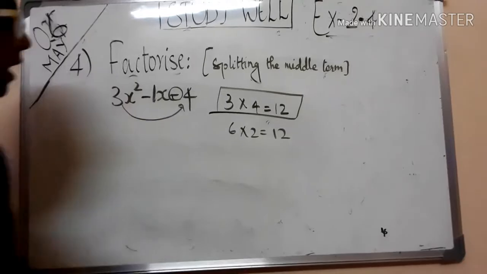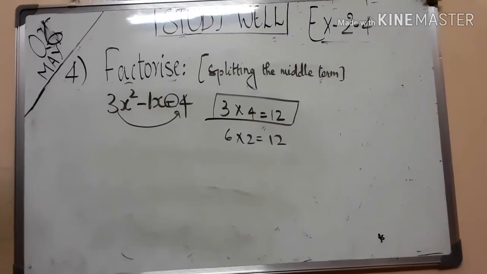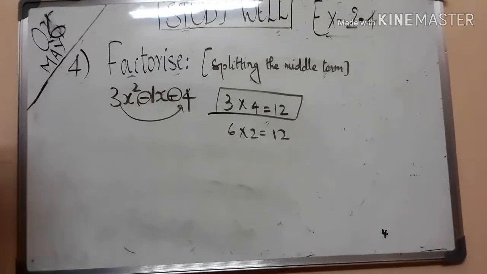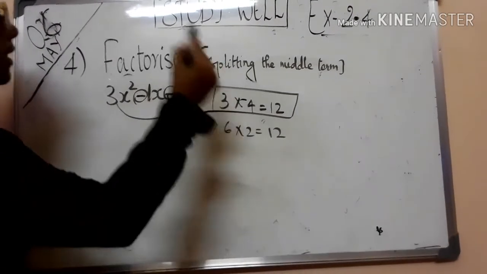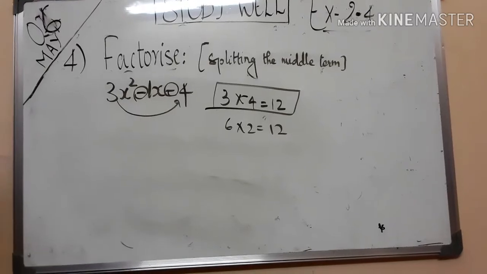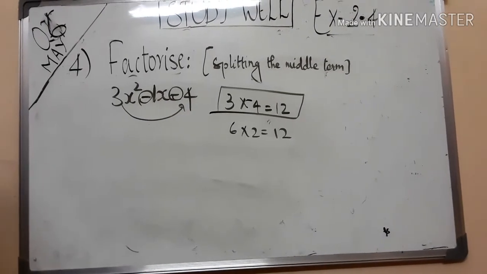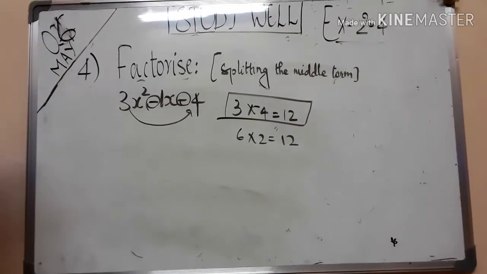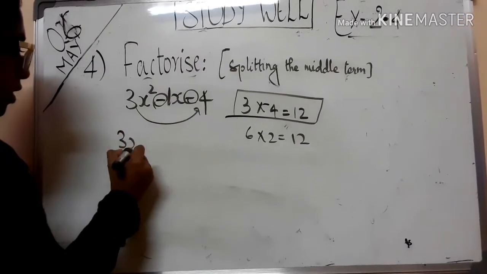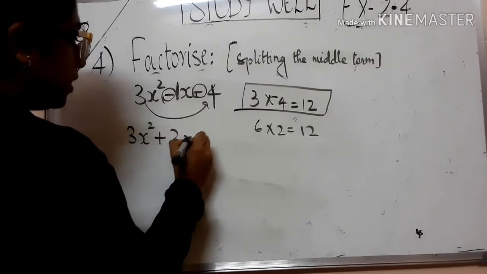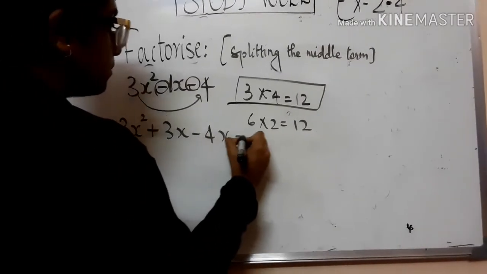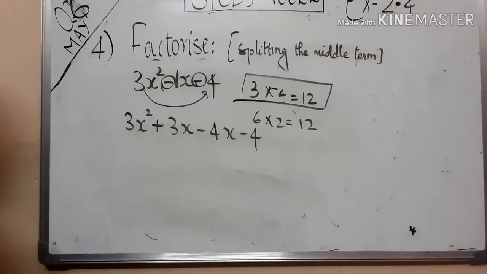So here we have already understood the bigger numbers, because 6 minus 2 is not 1, so 3 minus 4 is -1. As the middle term also has a negative sign, the bigger number should have the negative sign. So what will we get? 3x square plus 3x minus 4x minus 4.